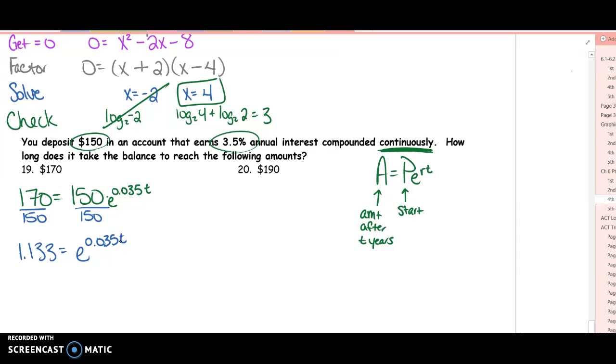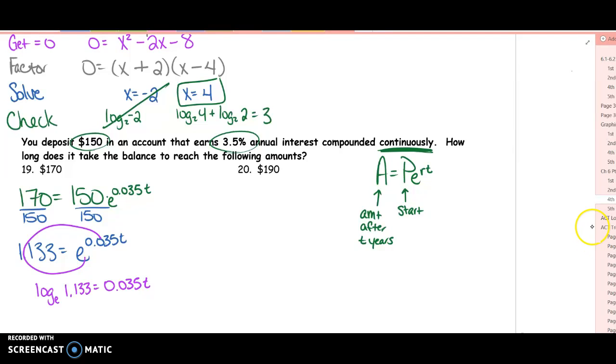We have to do the log ride. We're stuck. t is in the exponent. This is actually an exponent on one side problem. This isn't a log problem, but an exponential problem. So start with your base e. You always go to the other side of the equal sign. So e, around that way. You'd have log base e of 1.133 equals your exponent, 0.035t.